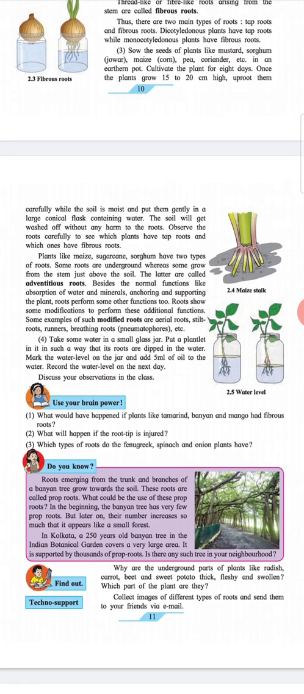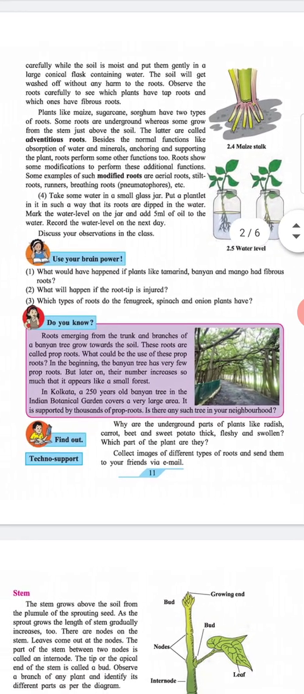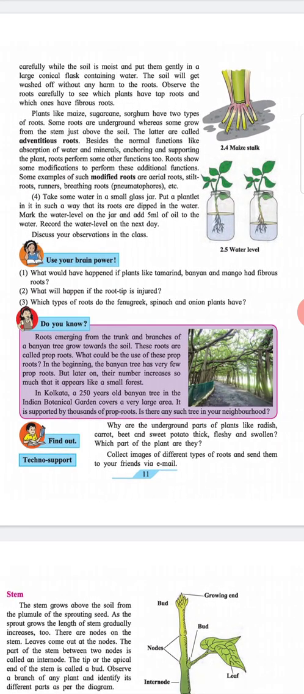3. Sow the seeds of plants like mustard, sorghum (jowar), maize (corn), pea, coriander, etc. in an earthen pot. Cultivate the plant for 8 days. Once the plants grow 15 to 20 centimeters high, uproot them carefully while the soil is moist and put them gently in a large conical flask containing water. The soil will get washed off without any harm to the roots. Observe the roots more carefully to see which plants have tap roots and which ones have fibrous roots.